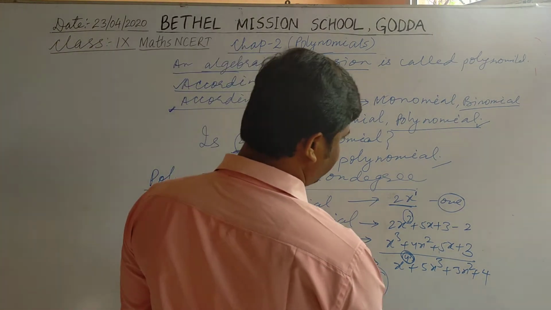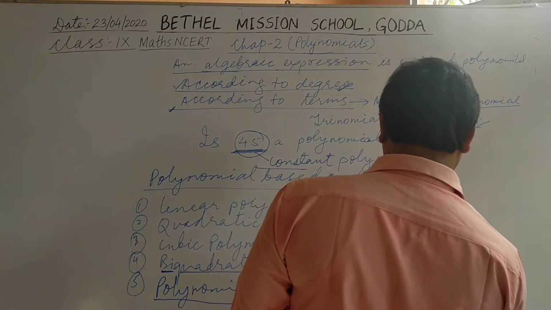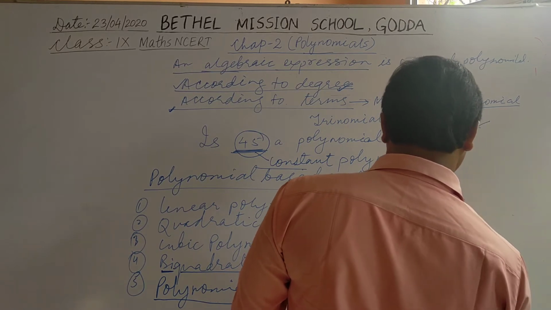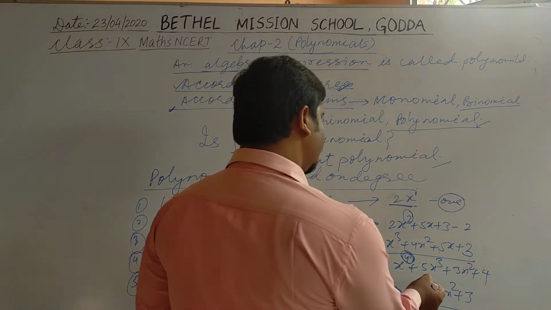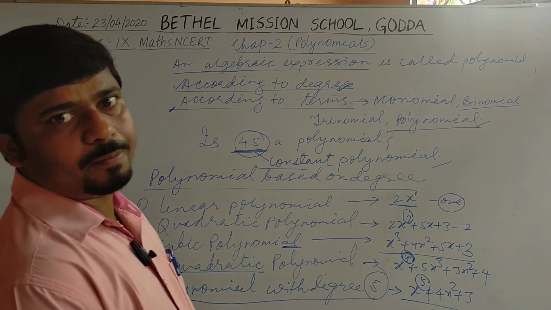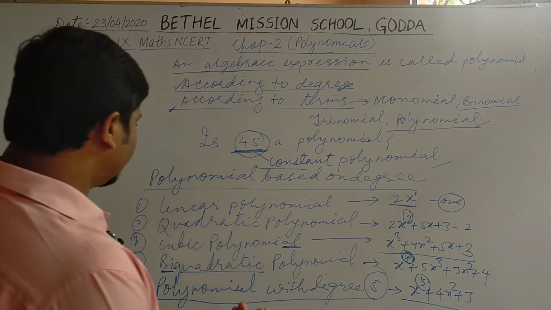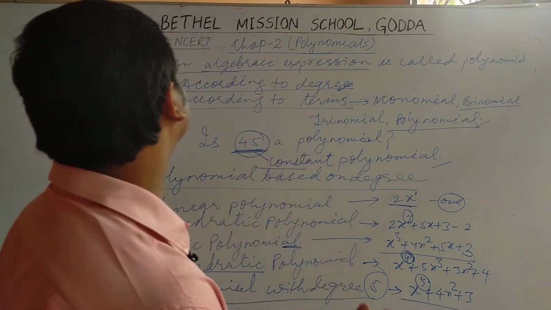Polynomial with degree 5: x raised to power 5 plus 4x square plus 3. You can see this polynomial degree is 5. That's why this type of polynomial is called polynomial with degree 5. Like that we will say polynomial with degree 6, polynomial with degree 7, like that.